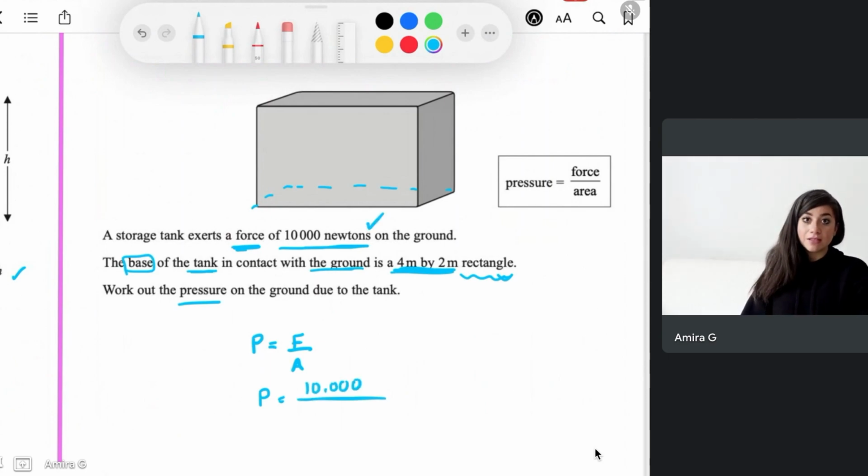And then the area is a rectangle, and the area of a rectangle is base times height. So that is 4 times 2. Where's my calculator? 10,000 divided by 1,250. So the pressure equals 1,250. Now, if you're wondering about the units, let me tell you something.